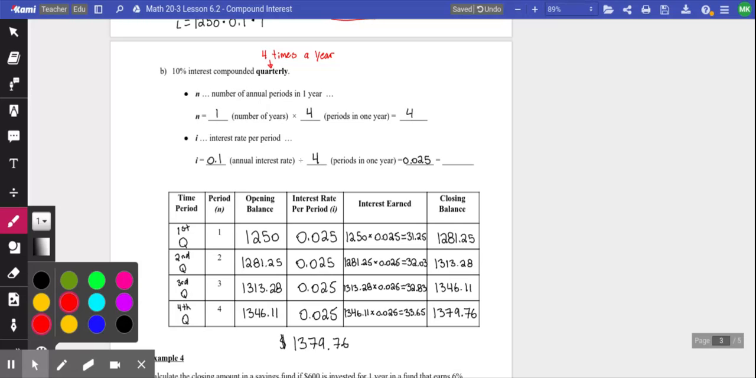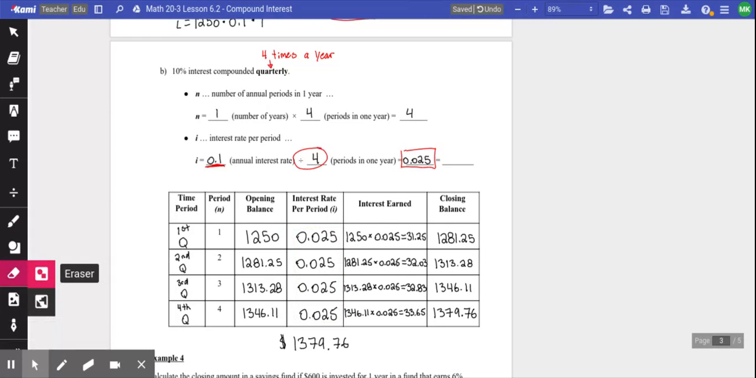Quarterly means 4 times a year. So that means I had to go ahead and find my new interest rate by taking the actual interest rate, which is 0.1, and then dividing it by 4 to give me my new compounded interest rate of 0.025. So notice that's my interest rate for every compounded period.